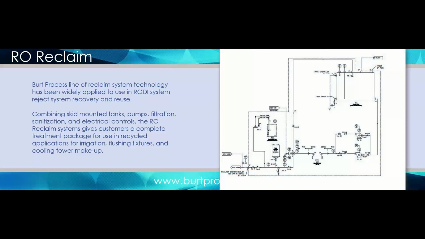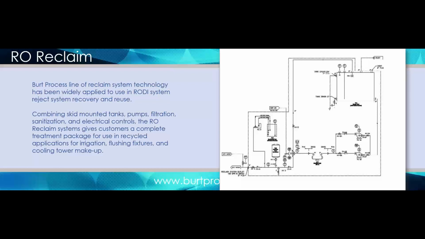One aside I wanted to mention before we talk about the loop and get into a few case studies here is RO reclaim. You're seeing this a lot more as people are becoming more environmentally conscious, and we've mentioned ROs do have a reject stream. There's really nothing wrong with that water. It's essentially just a very concentrated form of city water.